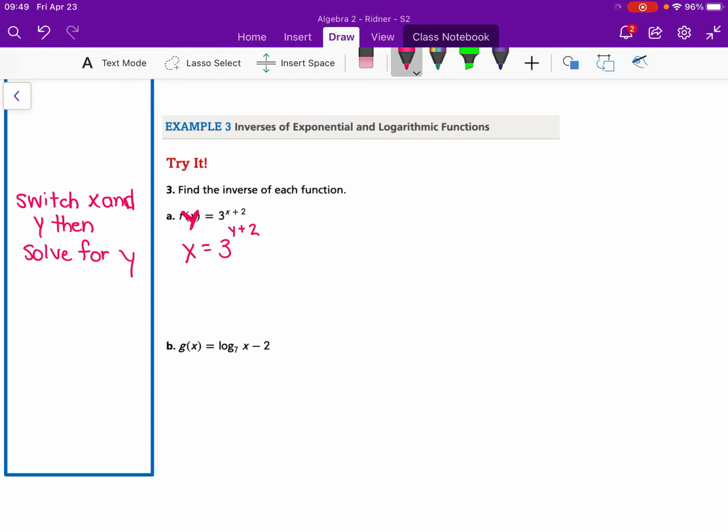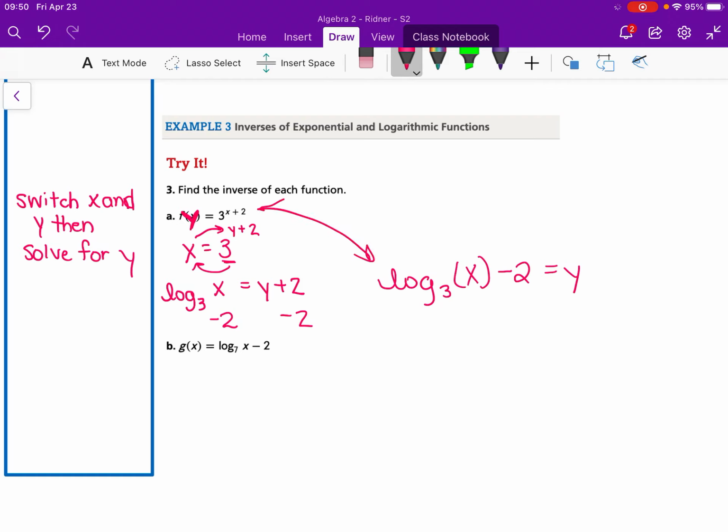Next, I want to use what we learned last class about converting forms. So if I want to switch it to log form, it's log base 3, because that's the base of the exponent, of x equals the exponent. We're getting closer to getting y by itself. My last step would be to subtract 2. So this would be the inverse of that.